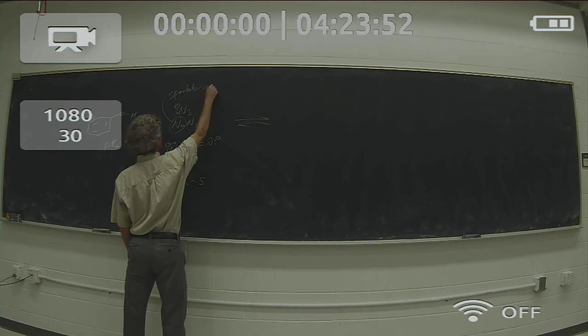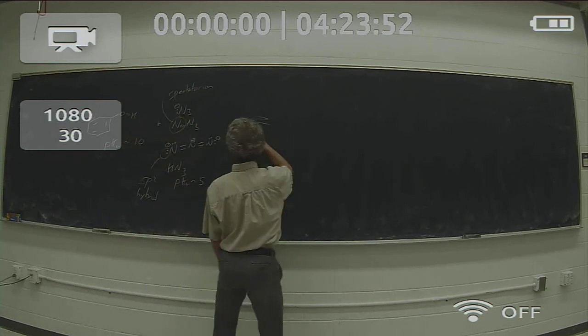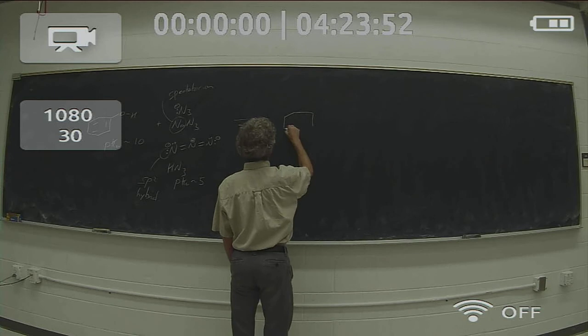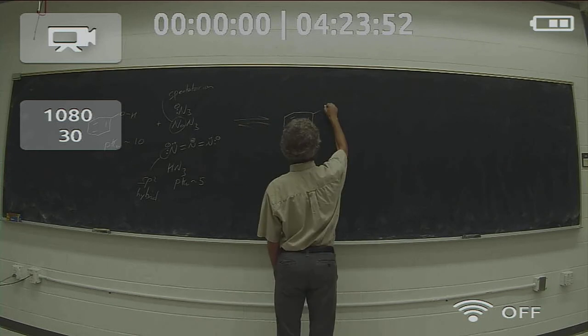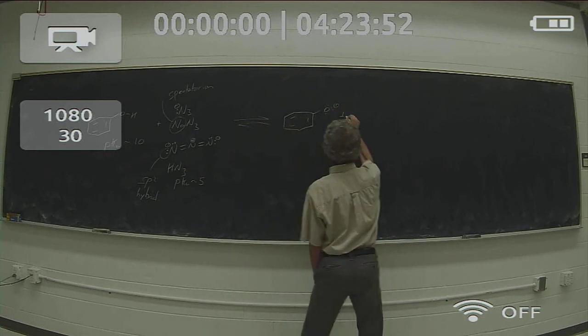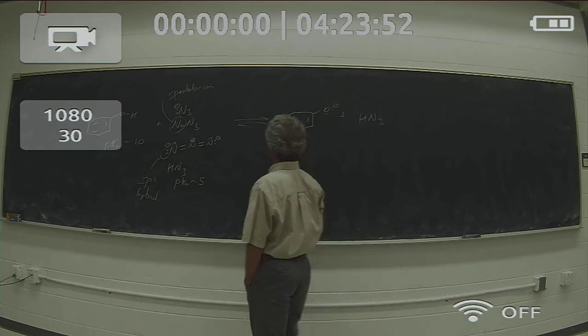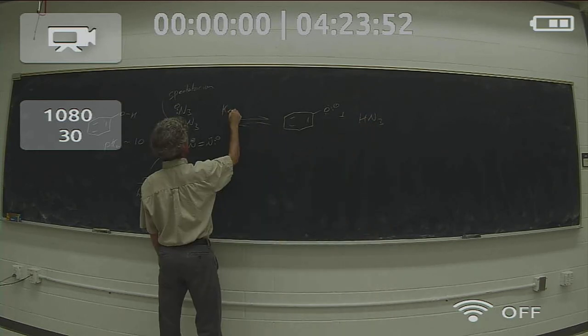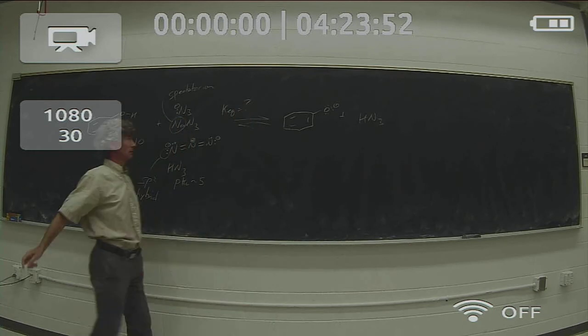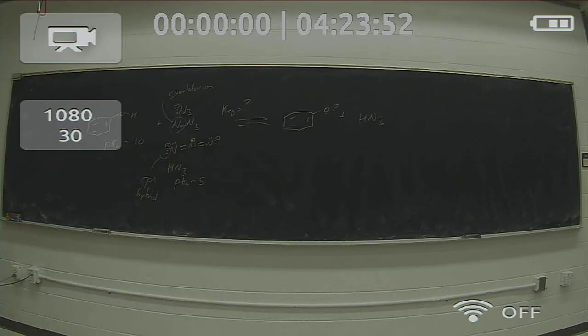We're going to write this reaction as phenol reacting with N3 minus, forming the phenoxide ion and HN3. And we'd like to know the equilibrium constant for that reaction. So how can I go about doing that?